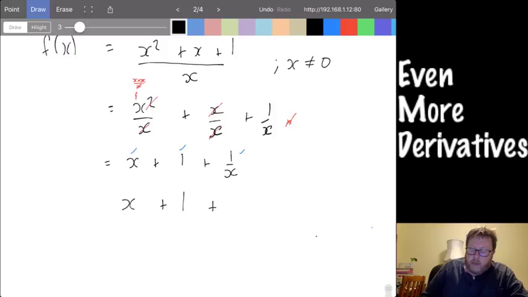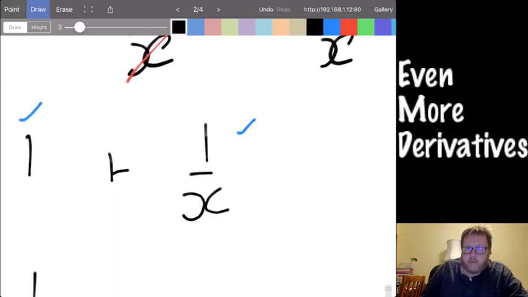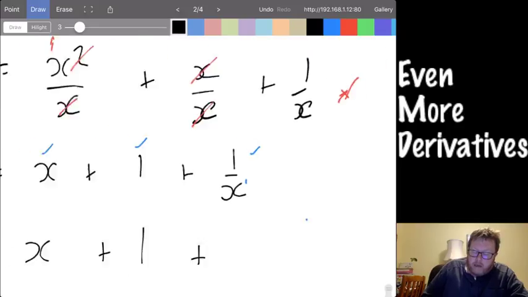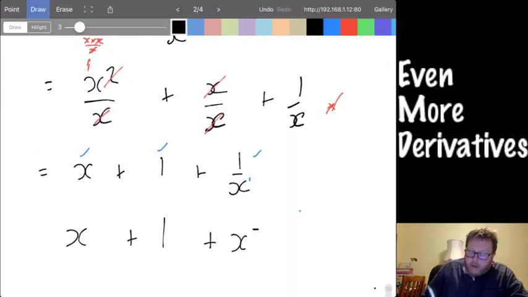In this situation, we've got 1 over x here. So 1 over x can be written as 1 over x to the power of 1, and then 1 over x to the power of 1 can be written as x to the power of negative 1. Now, once we've got it in this form, believe it or not, our power rule works just as it does for positive numbers. It will also work for negative numbers. So if I've got x to the power of negative 1, I just apply the same rule.